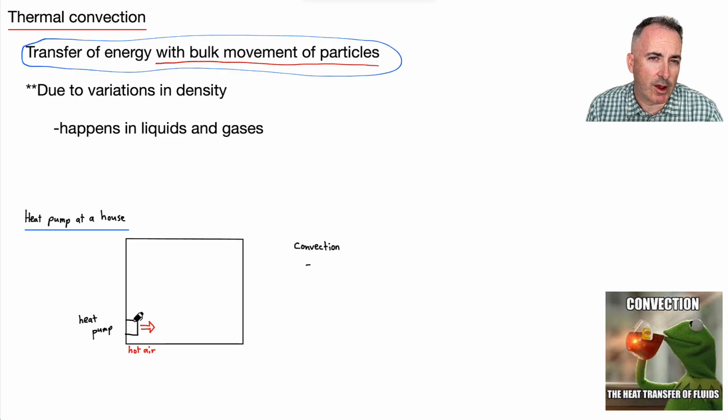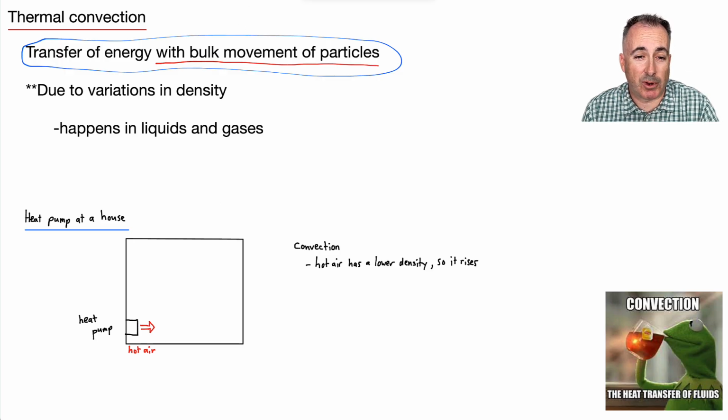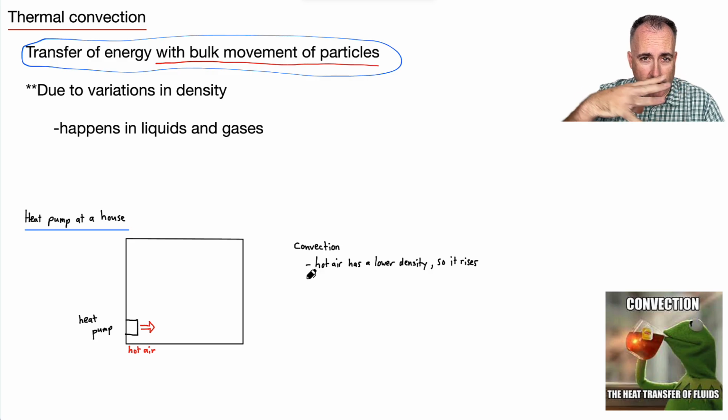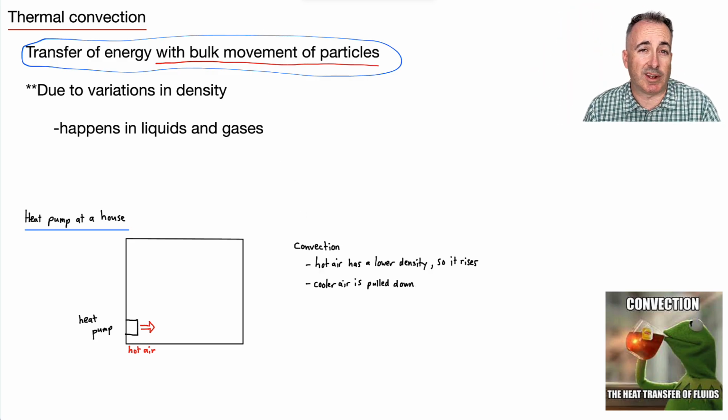Now, what happens with that? Well, hot air has a lower density, and things that have a lower density will naturally rise. That means it's going to pull in the cooler air behind it. As the hot air goes up, the cooler air is pulled down. Now, what does that do? That creates what we call a convection current.